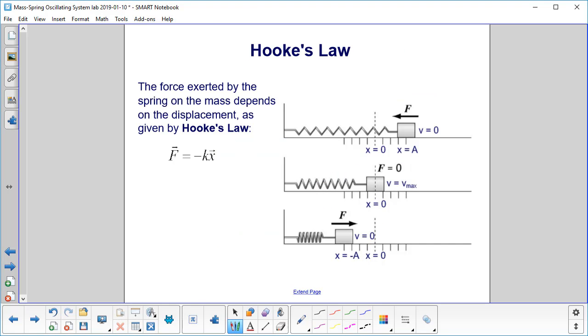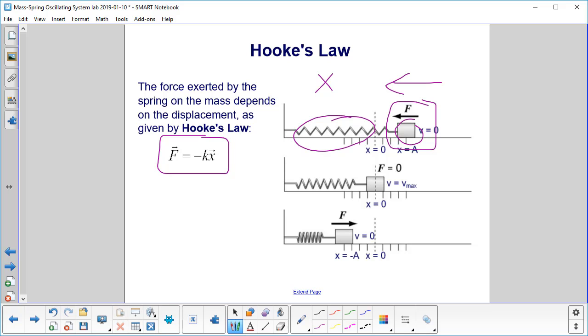The force exerted by the spring on the mass depends on the displacement, which is x, as given by Hooke's law. F is equal to minus kx, and the minus sign tells you that the force that the spring exerts is always opposite the displacement of the mass. So in this case, when the spring is pulled all the way out, spring force is this way, opposite the displacement, which was in this direction. In the middle, there is no displacement, so there is no force. And when it's fully compressed, when it's displaced to the left, the spring force is to the right, always opposite the displacement, and that's where that negative sign comes in.